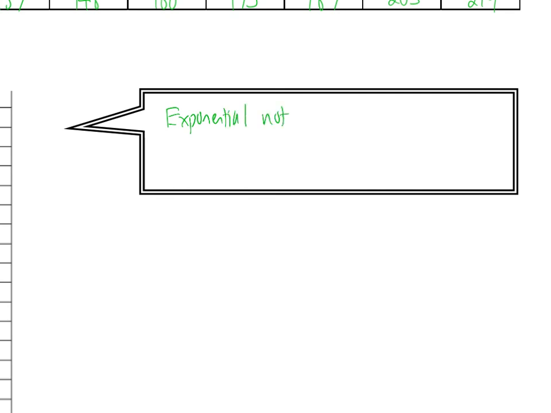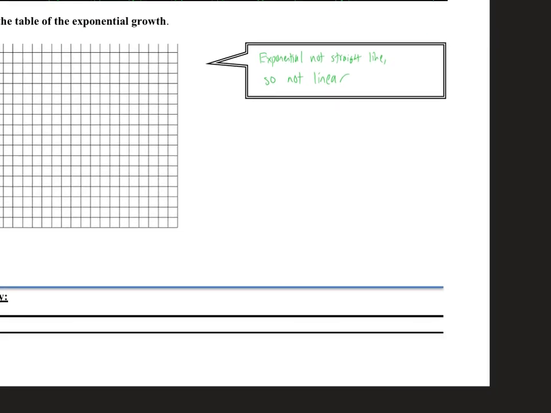exponential is not a straight line, so it's not linear. Okay, it's not a straight line, it's not linear. I'm going to draw a couple of graphs here that are going to be a good representation of what exponential growth and decay looks like. So here's growth. Okay, growth is going to look like this. It's going to go very steep, very fast. It's going to be curving upwards at a very quick rate. Okay, it's going to go like this. It's not perfect, but that's exponential growth.